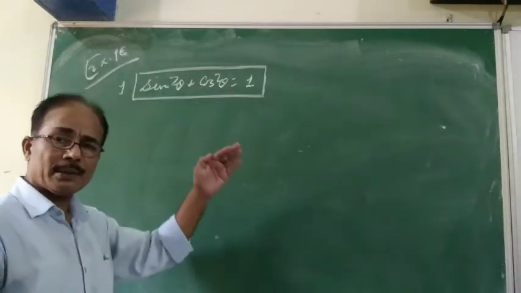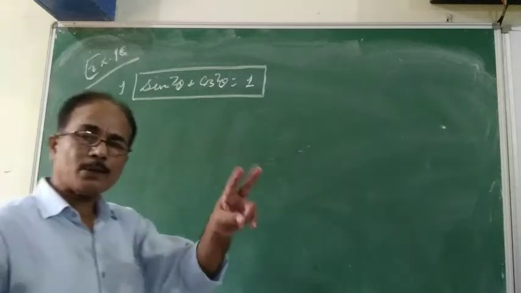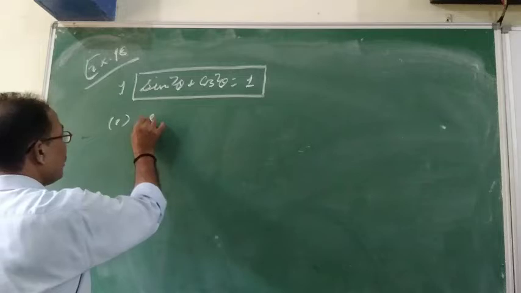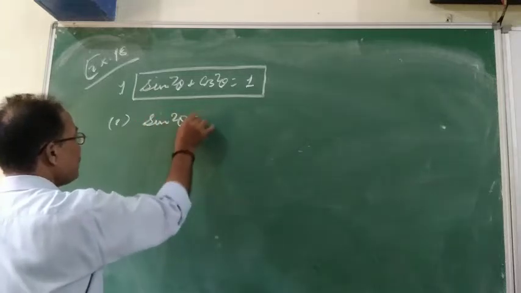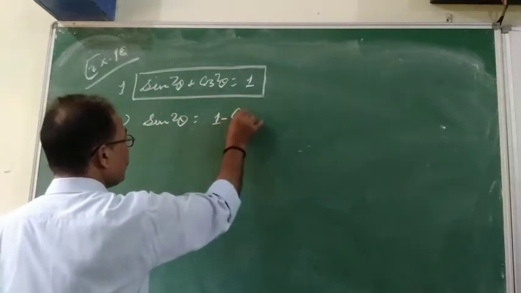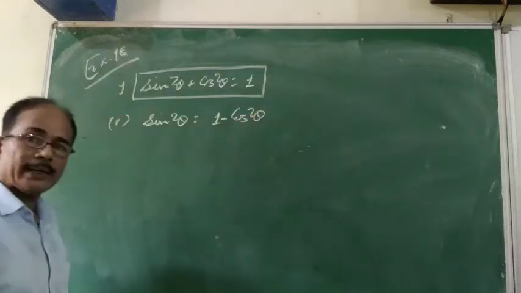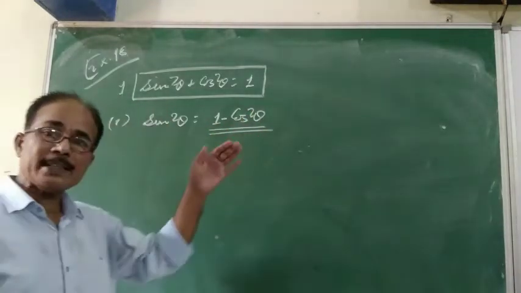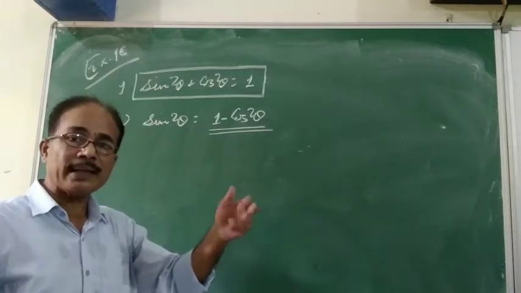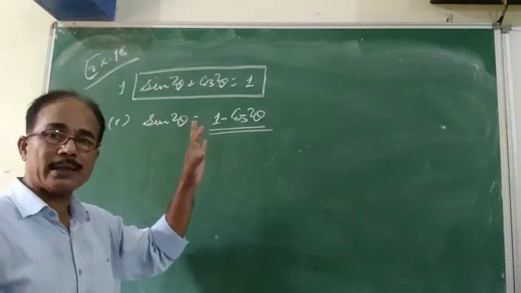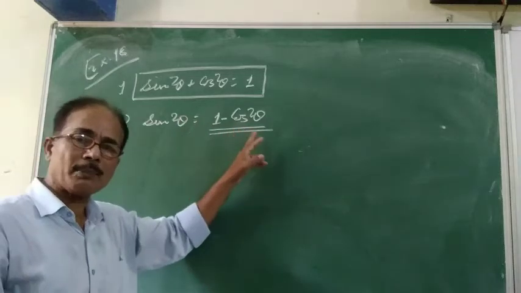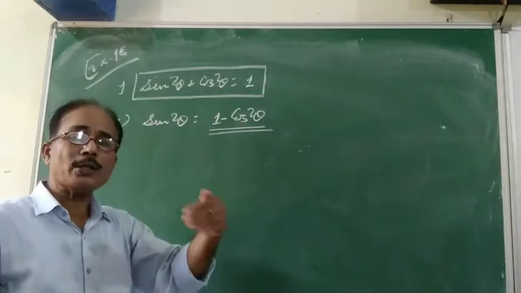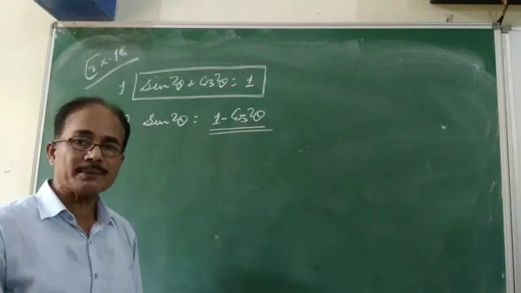If we derive this relation, we will get two more formulas. Number 1, if we make sine square theta the subject, it equals 1 minus cos square theta. Look here: in place of sine square theta, if it is required in the question, then we can write 1 minus cos square theta. Or in place of 1 minus cos square theta, we can write sine square theta according to the requirement or demand of the question.